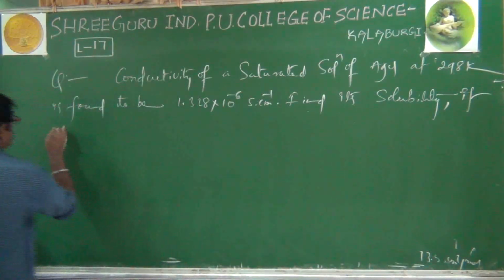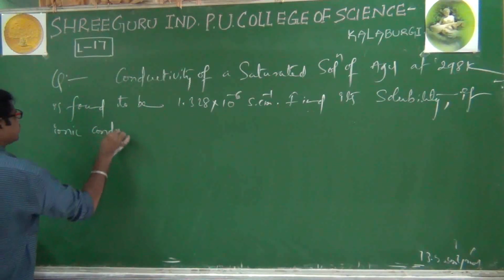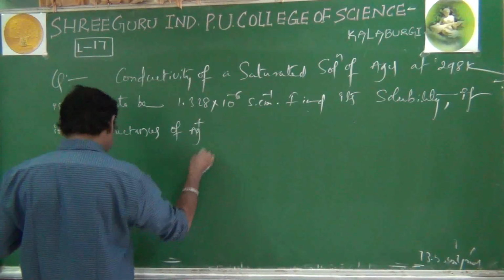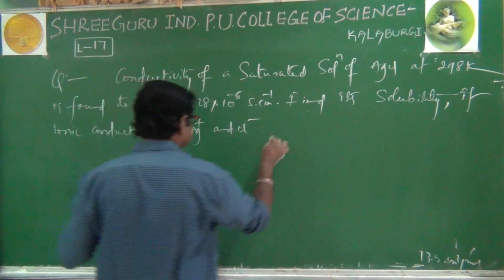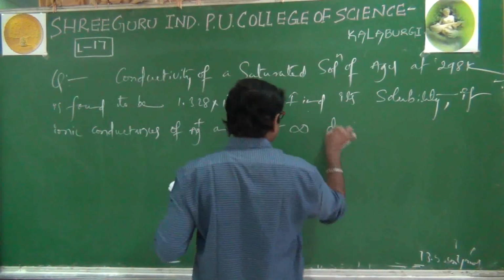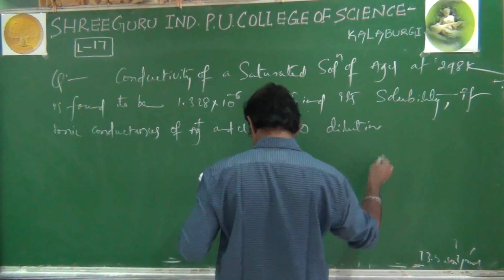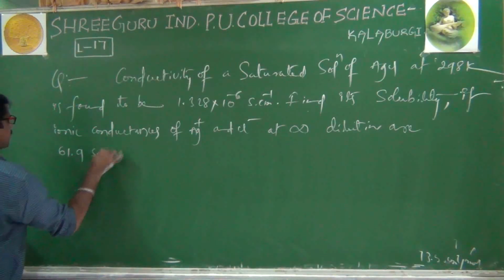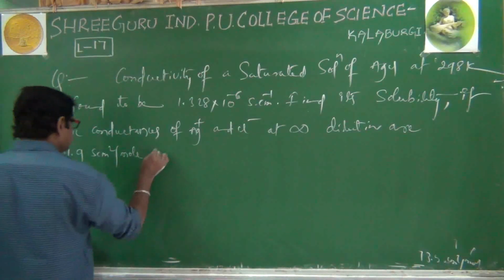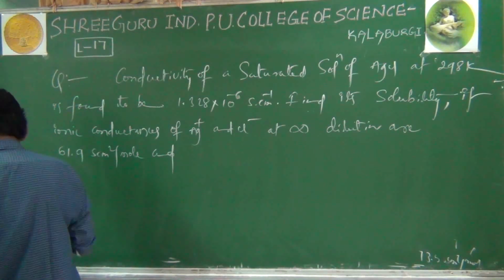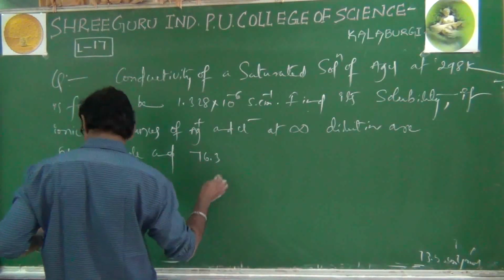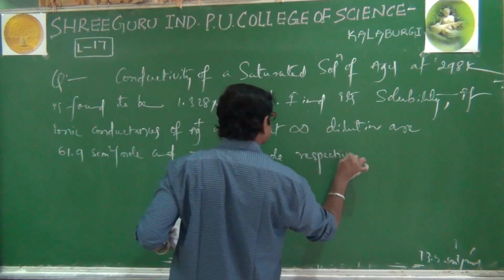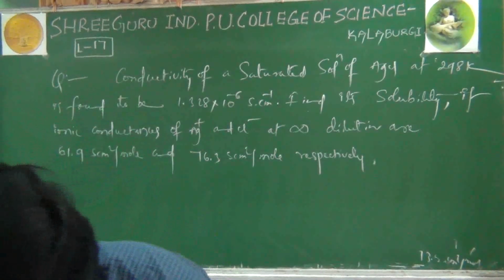If ionic conductances of Ag plus and Cl minus at infinite dilution are 61.9 Siemens centimeters per mole and 76.3 Siemens centimeters per mole respectively. This is a question. Now, how to solve this question?